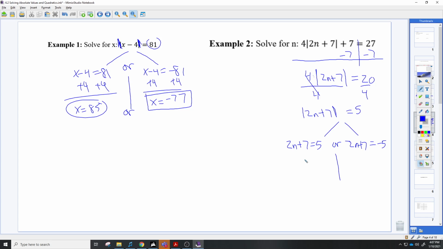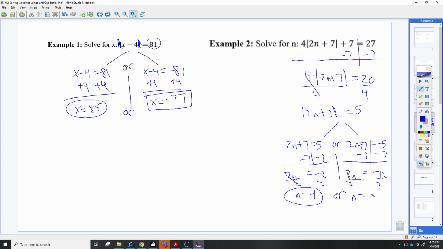Sometimes you also get decimals or fractions, and that's okay too. In this particular case, I think we'll be okay. If you minus 7 on both sides, we get negative 2 equals 2n, divide by 2. So this gives us a whole number, and it is negative 1. Or, what's the other possibility? If we minus 7, we do the same steps twice, but it's going to give you a different answer. Negative 5 minus 7 is negative 12 equals 2n. Divide by 2. So n is equal to negative 6.